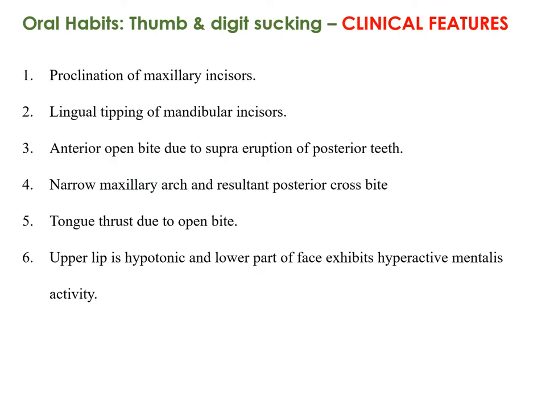So what are the clinical features you will notice in an infant performing this particular habit? There will be proclination of maxillary incisors. You'll have to again remember the tetrad: direction, force, duration, and frequency. So proclination of maxillary incisors, lingual tipping of mandibular incisors, anterior open bite, narrow maxillary arch, and resultant posterior crossbite. There might be a tongue thrust habit developing concurrently, or it might be seen already. Upper lip is hypotonic, and the lower part of the face exhibits hyperactive mentalis activity.